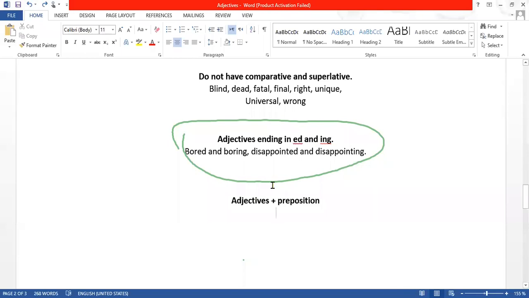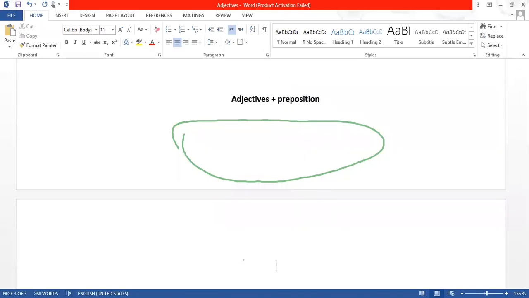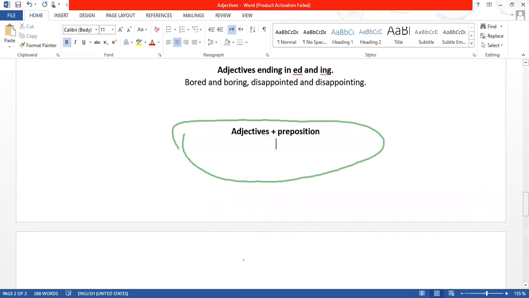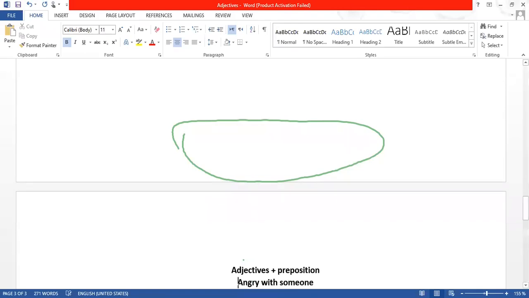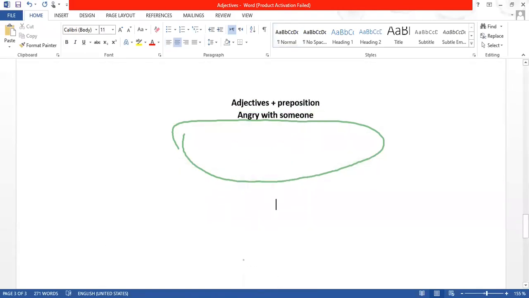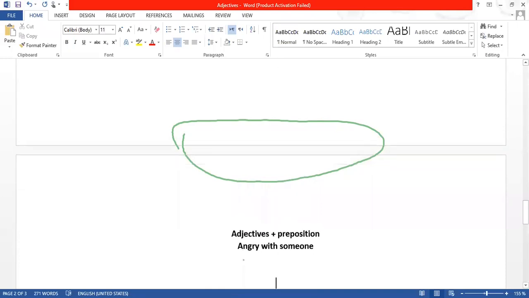Okay. Tell me quickly, if you say "main tum par gussa hoon", how would you translate it? I'm angry at you. Okay. I'm angry with you. Which one is right? I'm angry with you, sir. At you or with you, which one is right? With you. When you are angry with someone, you say, I'm angry with you. And if you are angry at something, you say, I'm angry at something. So, see, that is the difference.